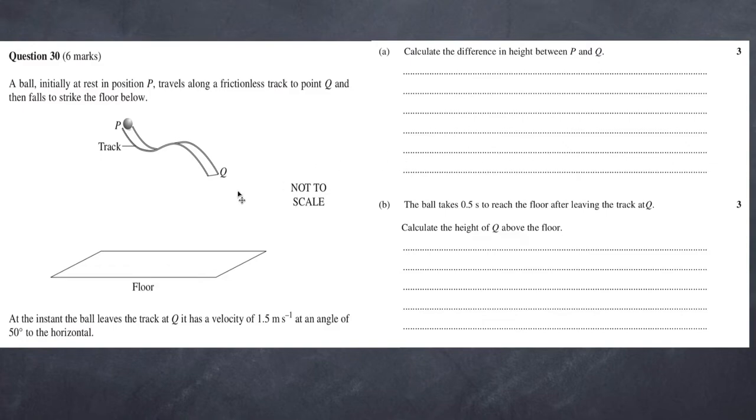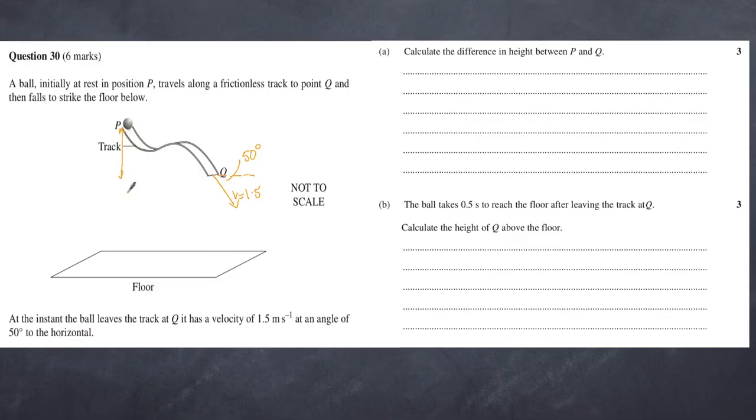Looking at this question, the first thing you should do is always label your diagram with all the data. So I'm going to put that in here. We know it's going to come off here at some velocity, which is equal to 1.5, and the angle here is equal to 50 degrees. The first question we ask is: calculate the difference in height between P and Q. Well, the ball has dropped a certain displacement vertically.